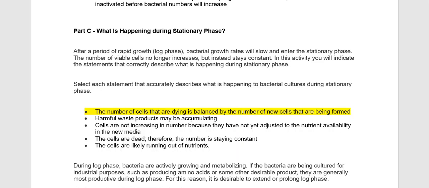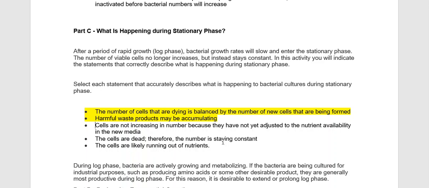Harmful waste products may be accumulating. Absolutely. We have this large amount of waste products because we're in a closed system and there's no place for them to go. Cells are not increasing in numbers because they have not yet adjusted to the nutrient availability. Well, this is something that happens in the lag phase. We've already gone through the logarithmic expansion. So we've gone through the log phase and now we're at stationary. So that one doesn't really work for us because we've already adjusted to the nutrients available.